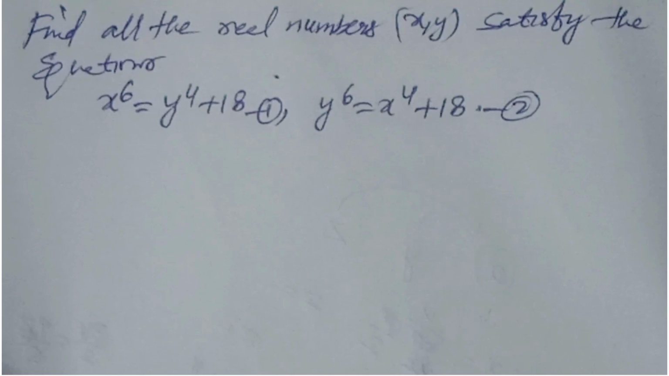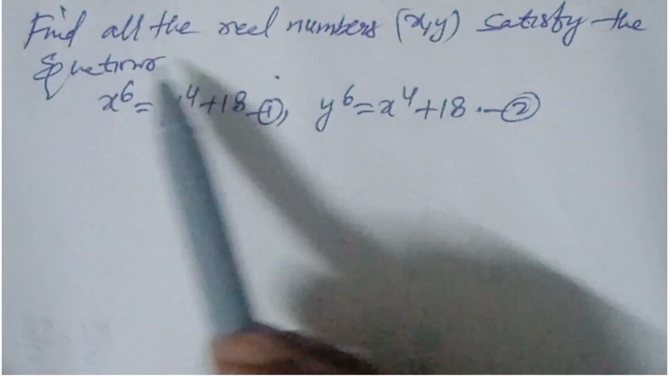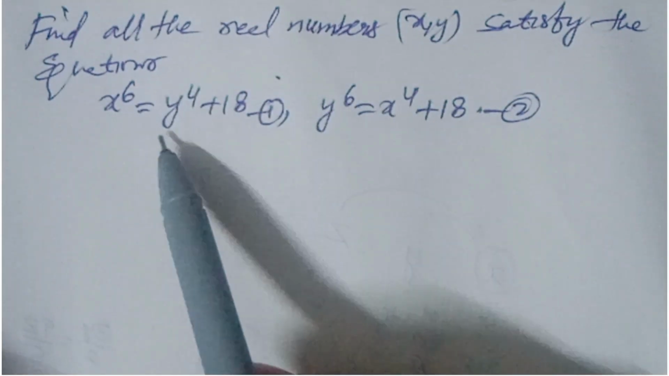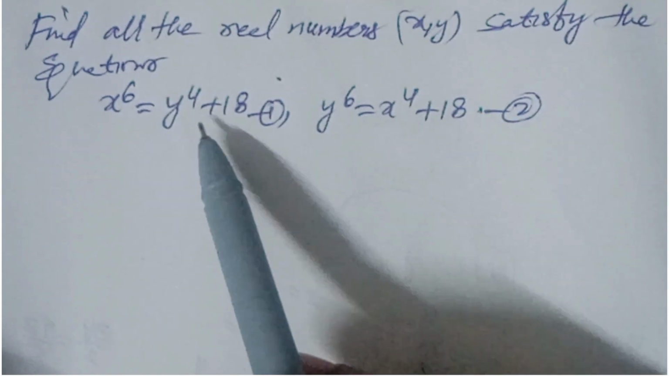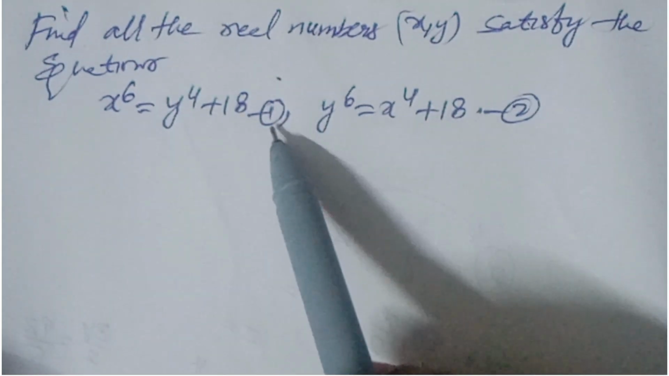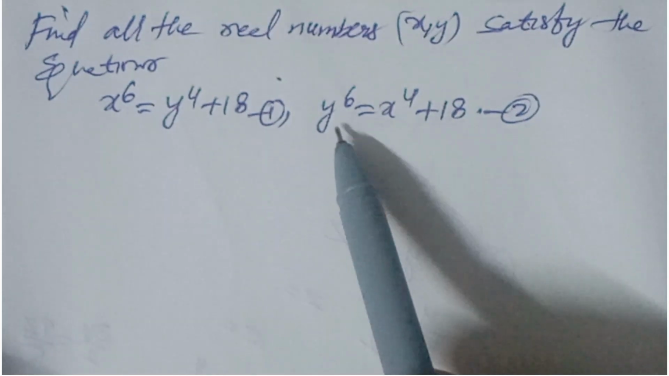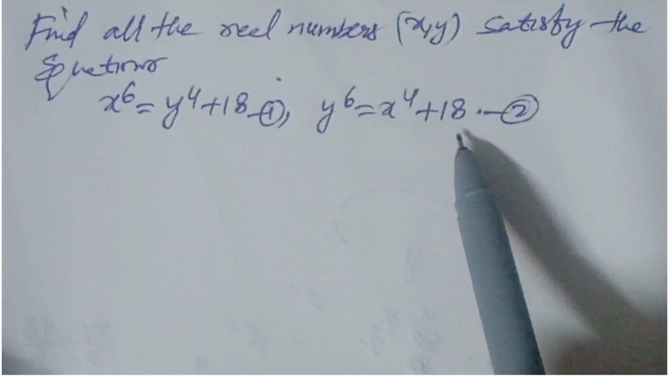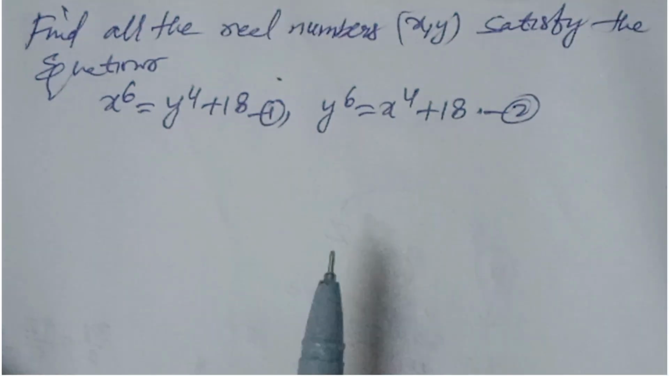Today we are having one equations or two equations. You have to solve them. So here the question is given: find all the real numbers x comma y satisfying the equations x power 6 is equal to y power 4 plus 18. We are taking this as one. Second one, y power 6 is equal to x power 4 plus 18. We are taking it as 2.